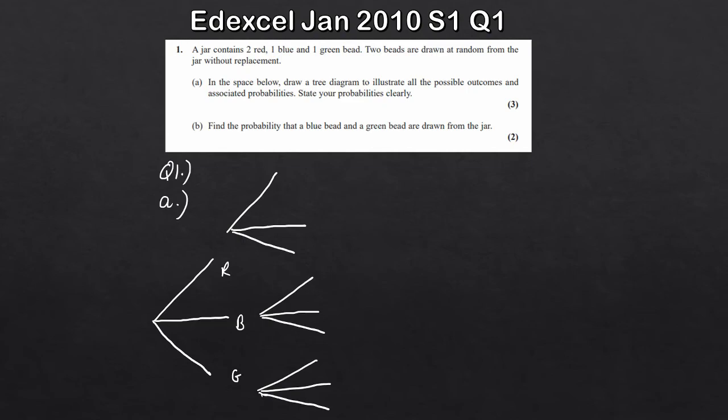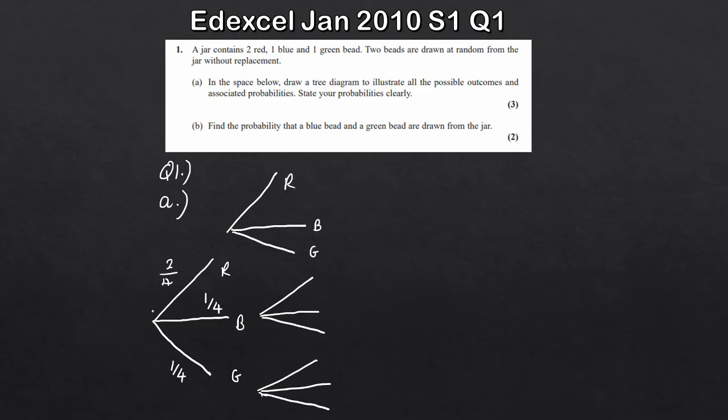So, how many beads do we have in total? We have 2 plus 1 plus 1, so we've got 4 beads in total. So for red, that's 2 out of 4. We have 1 blue, so that would be 1 out of 4. And 1 green would be 1 out of 4 as well. Again, make sure these branches add up to 1, which they do in this case, so we know we're on the right path. Red, blue, and green again.